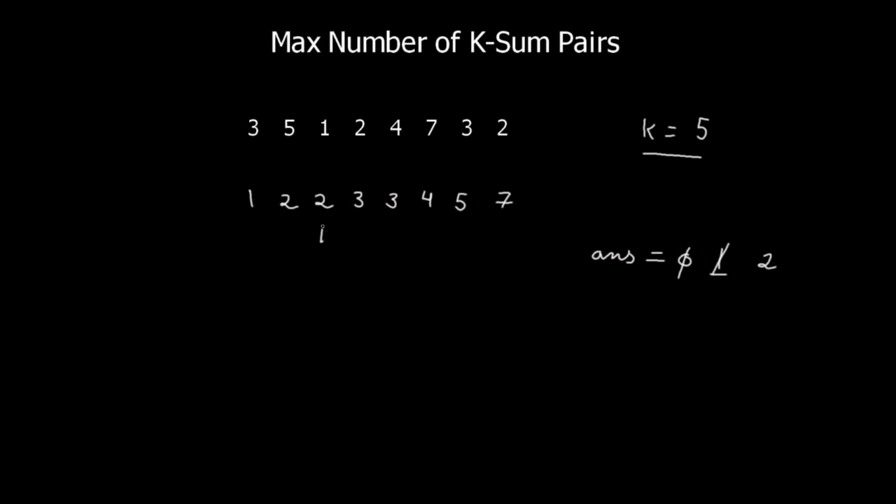Now the value of i increases again and the value of j decreases again. Again the sum of these values is equal to 5, therefore the value of answer increases by 1 and it becomes 3. Then again we increase the value of i and decrease the value of j, and now we can see that i and j have crossed each other, and therefore this loop breaks, and finally we have our answer, which is 3. So this method is very simple and it is known as the two pointer method.